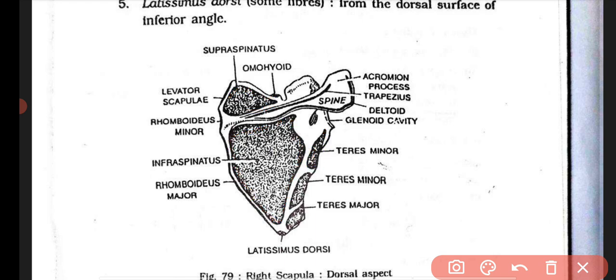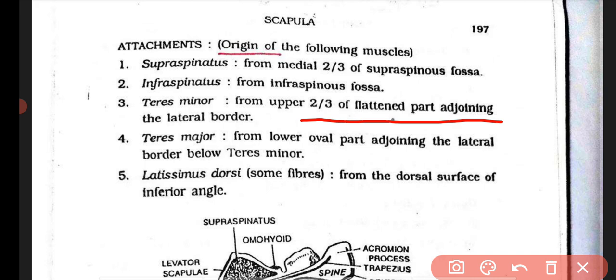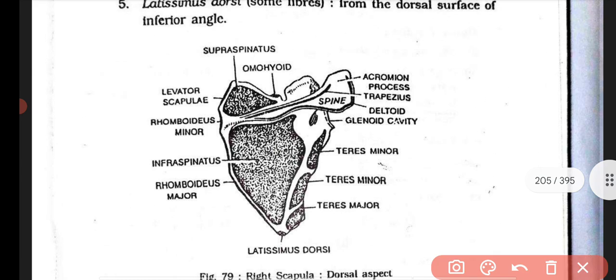from the upper two-thirds portion is the teres minor. From the lower part of the lateral border is the teres major. Yes, this one is teres minor, this one teres minor, this one is teres major.